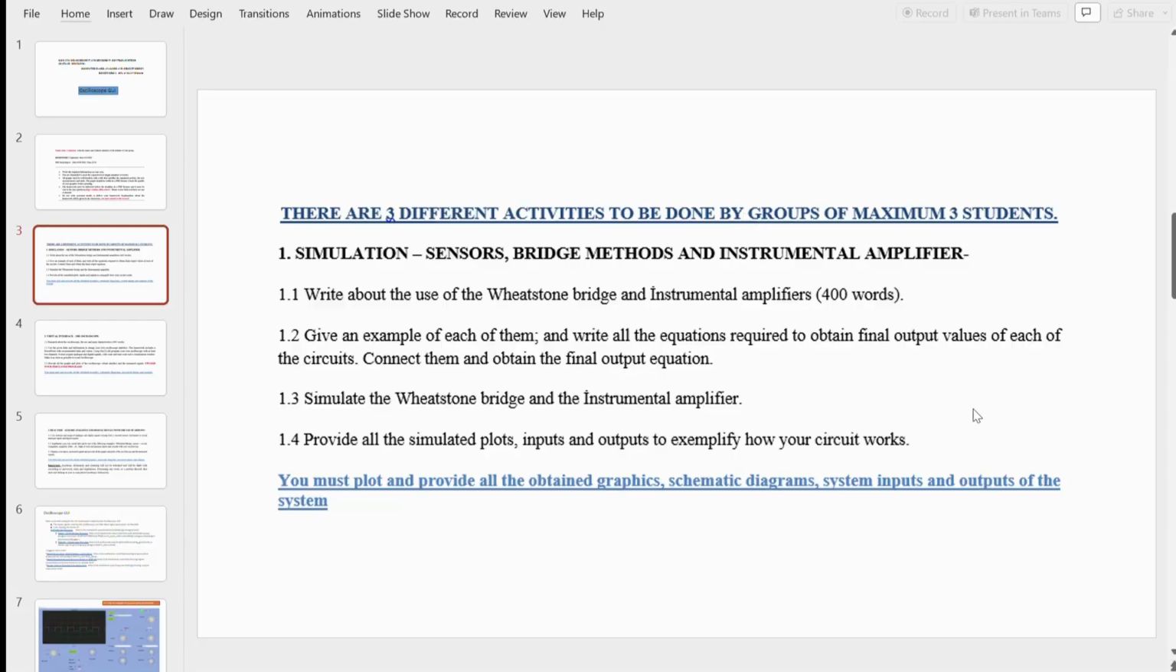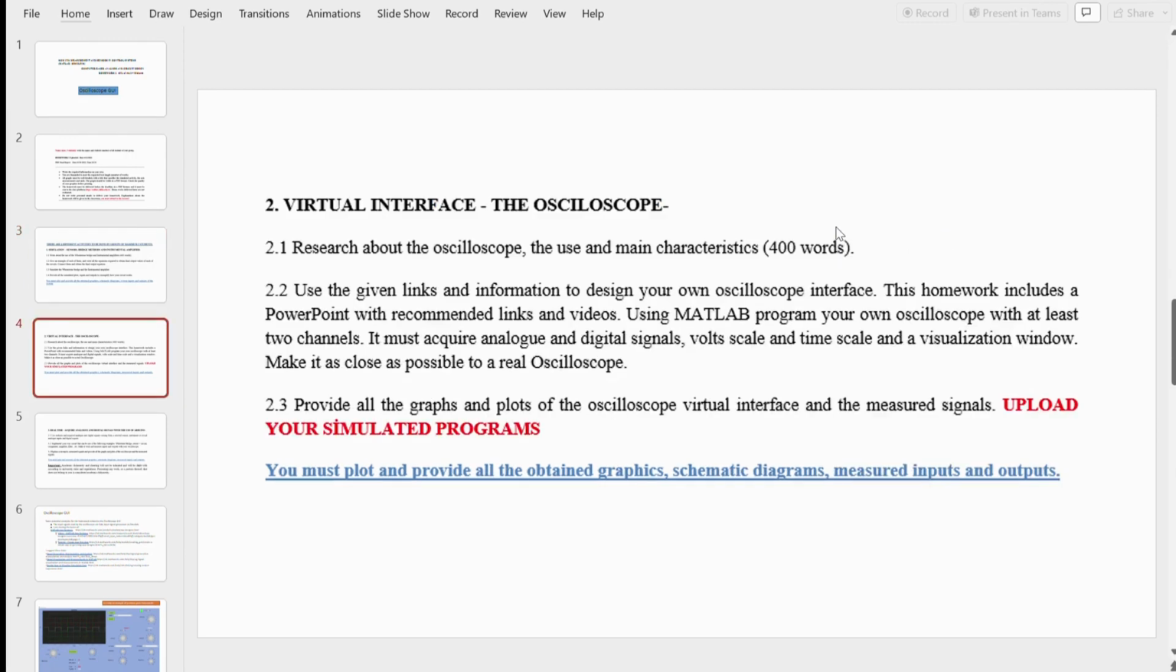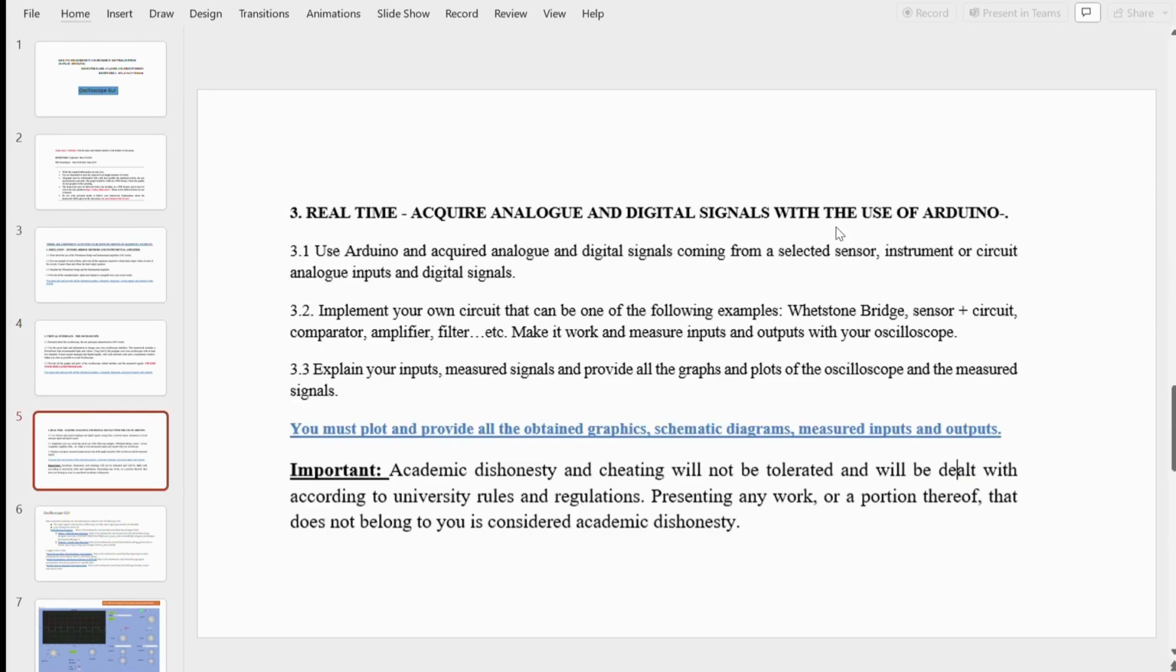Okay, hello once again. Now let me show you a quick overview of the project. This is what was required from us. We had three different parts. First one is a simulation where we get the equations and we write down the explanation of it. The second part is the actual virtual interface of the oscilloscope that we did on MATLAB. And finally, we were required to connect that oscilloscope that we did with Arduino to get real-time signals.